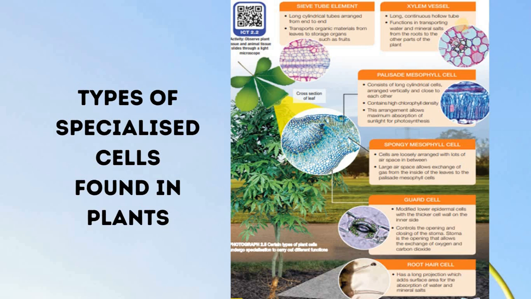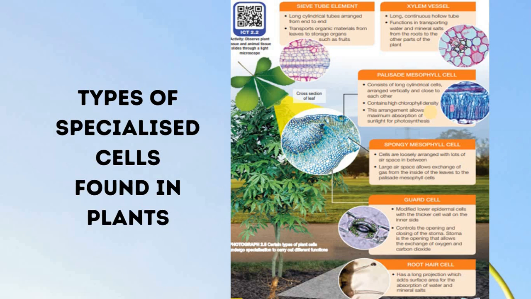Okay. Next, we go to the palisade mesophyll cell. Palisade mesophyll cells are cells found in the structure of the leaf. Okay, consists of long cylindrical cells arranged vertically and close to each other. Contains high chlorophyll density. Okay, so it contains high chlorophyll. Okay, for what? To allow the maximum absorption of sunlight for photosynthesis.